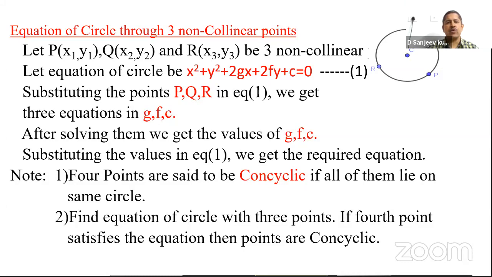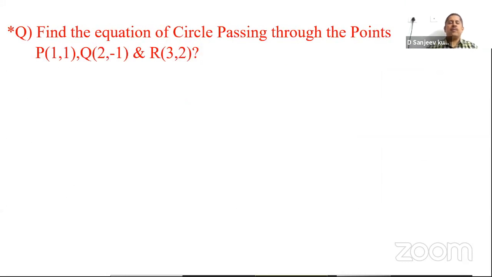So let us go to the first problem, first exercise. Find the equation of circle passing through the points. There are 3 points given. The first point P(1, 1), second point Q(2, -1), third point R(3, 2). What is the first step you are going to take? You are going to take the general or standard equation of circle.